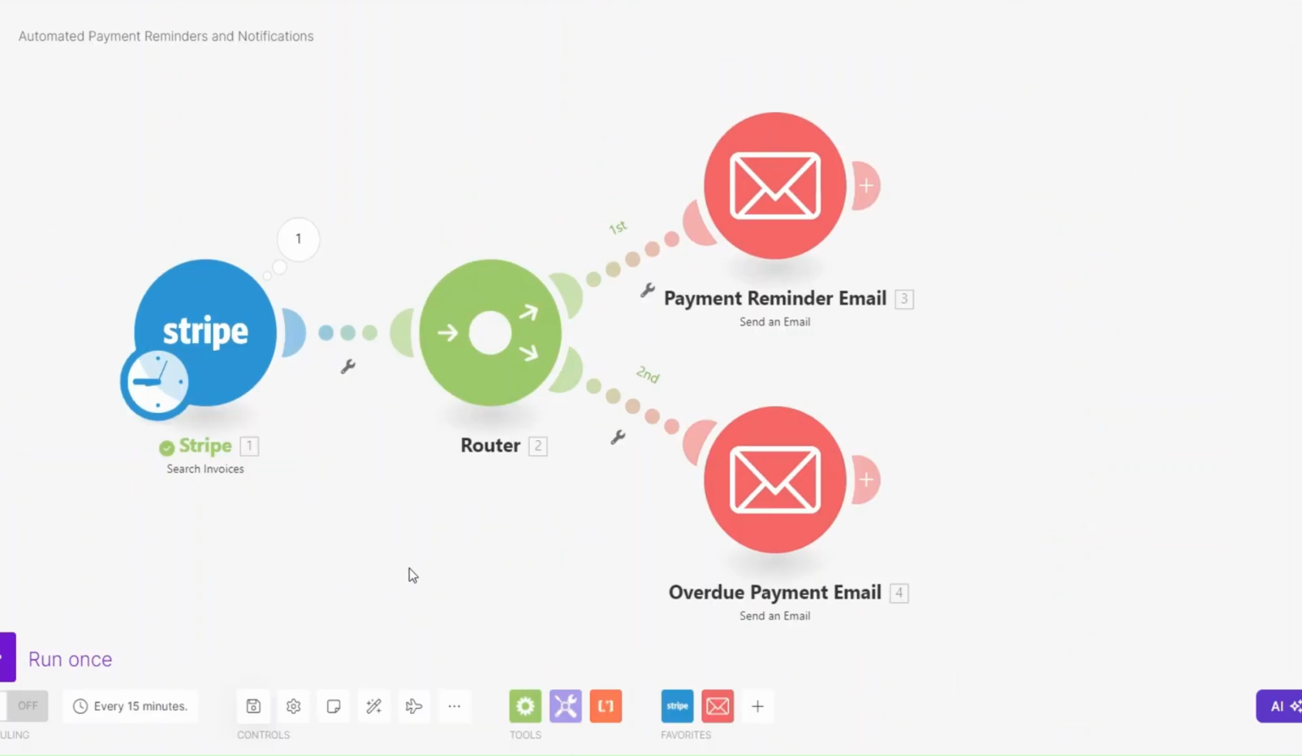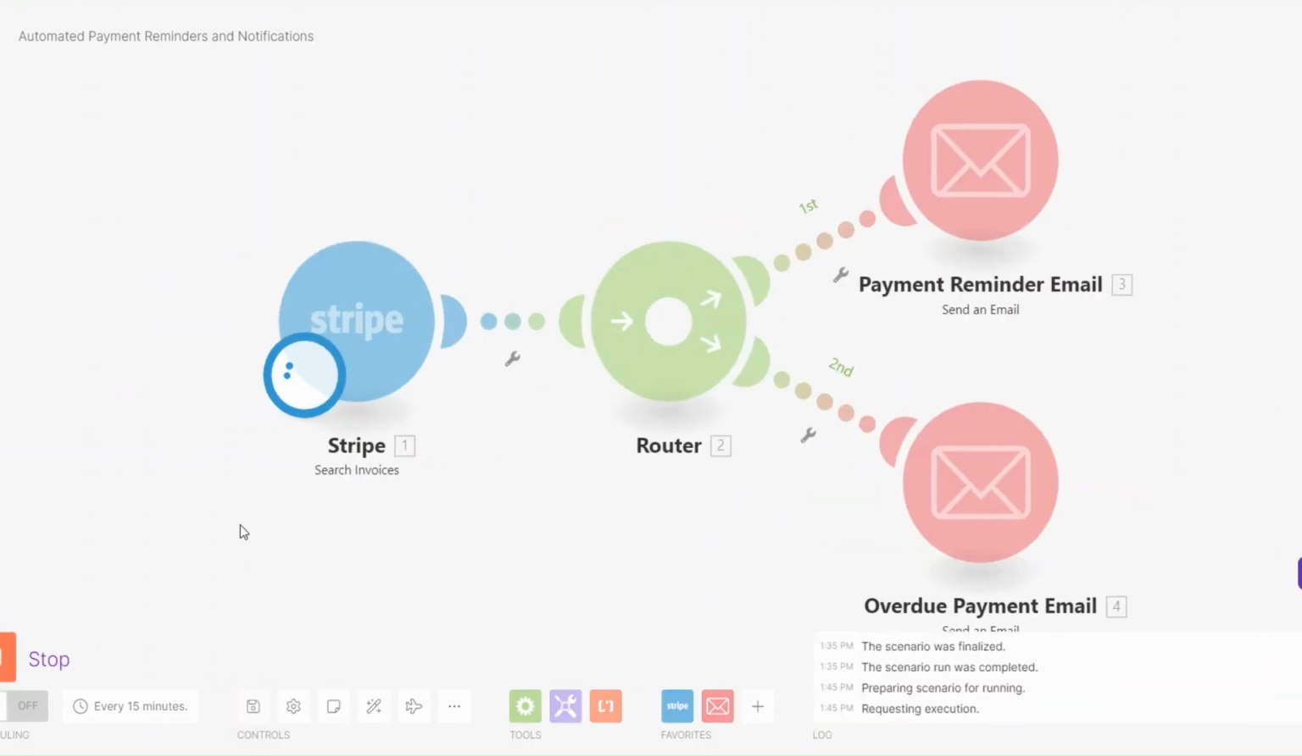Now let us test our automation and see if our emails will be sent. And then we can come back and start setting up the filters to ensure that these emails are going out at the right time. Now to test our automation, I'll click on run once.